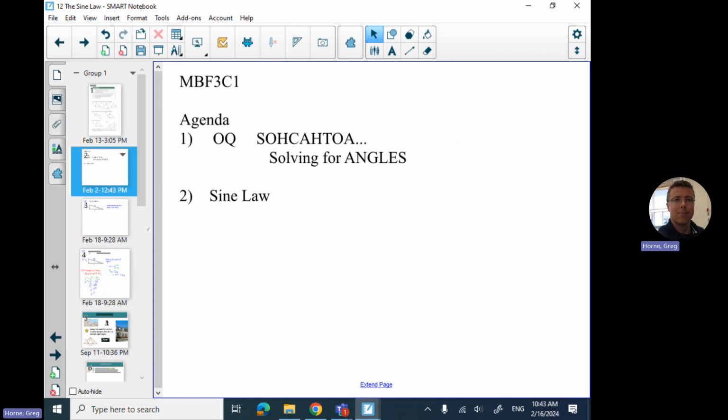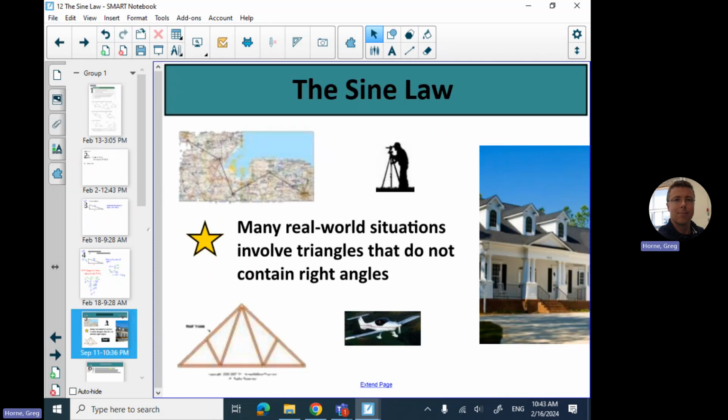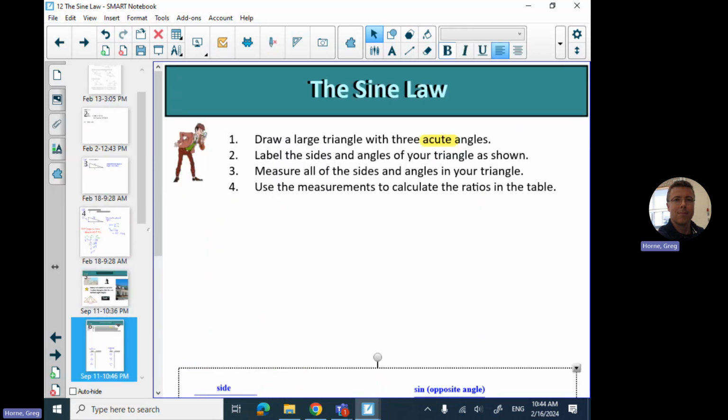So on the sine law. The idea of sine law, and we're also going to do a cosine law, is that in lots of situations, it's not a right triangle. And so the tools we have to work with right triangles aren't enough. So SOH CAH TOA and the Pythagorean theorem just aren't enough, right? If you don't have a 90-degree triangle, you can't use either of those tools.